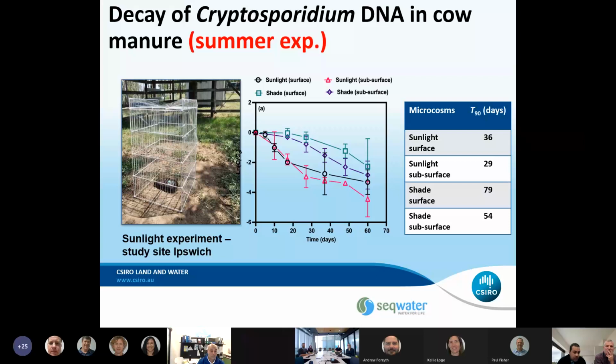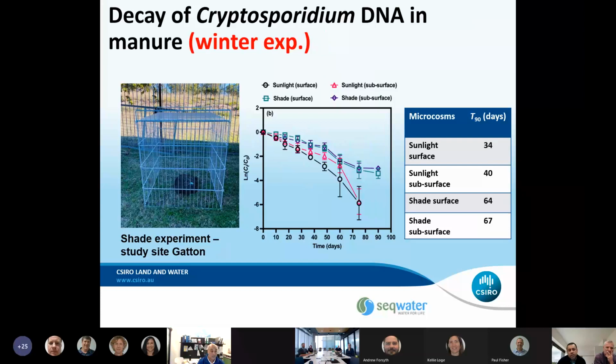So these are the results. This figure is showing the experimental setup, and you can see the decay curves. They were pretty much linear. The result is, as you can see, that in sunlight, for surface and subsurface, the decay was faster compared to the shade. This slide is showing the decay of Cryptosporidium DNA in winter. Again, the results were pretty much similar. You see the same thing, that decay was faster in the sunlight compared to the shade.